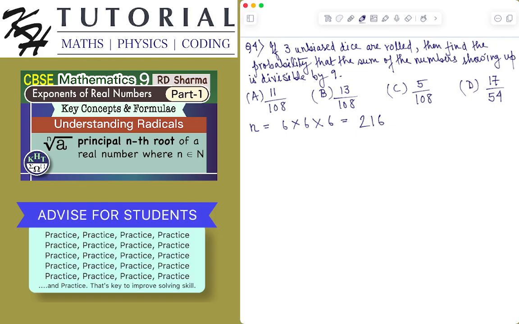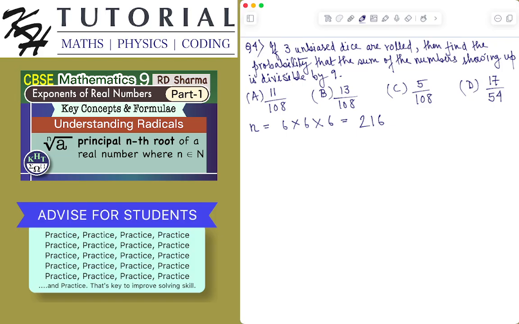So let's find out. Let's try to find the combination of 3 numbers whose sum is divisible by 9. Now, when 3 dice are rolled, what is the minimum value and the maximum value of the sum of the numbers showing up on the dice?